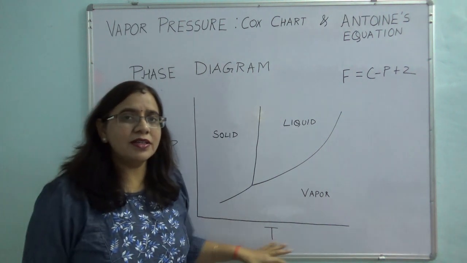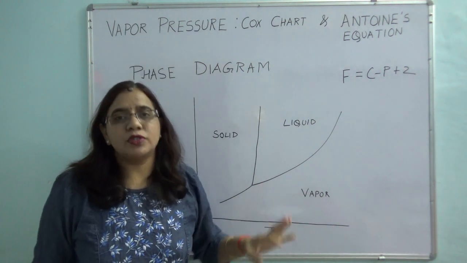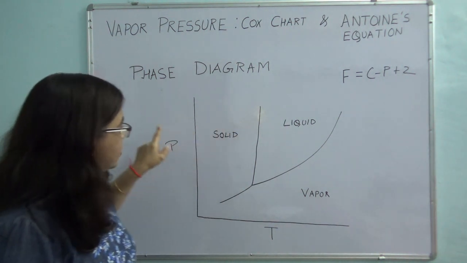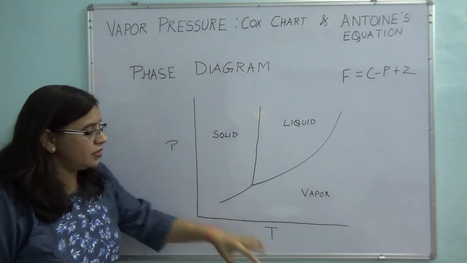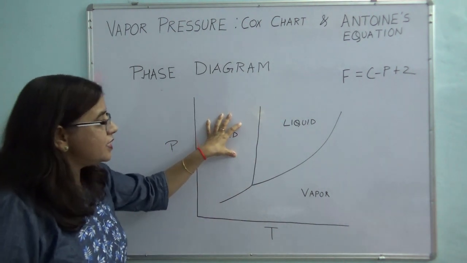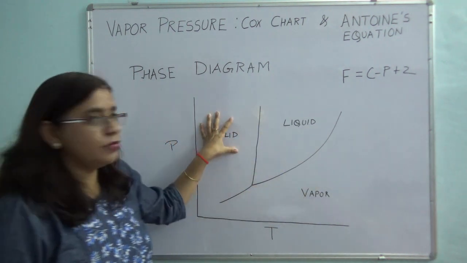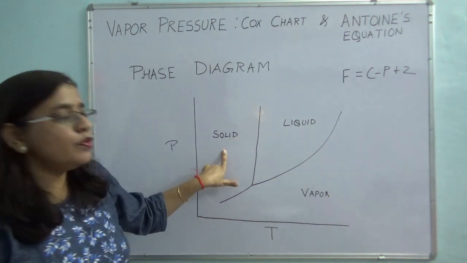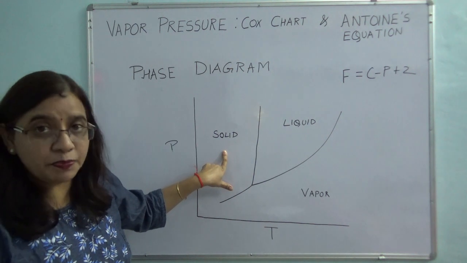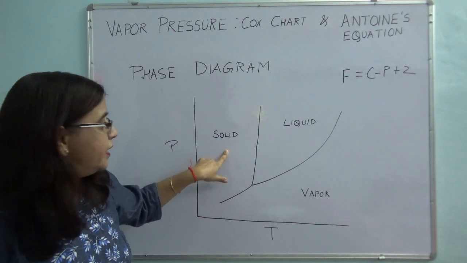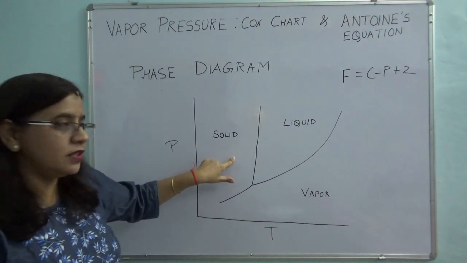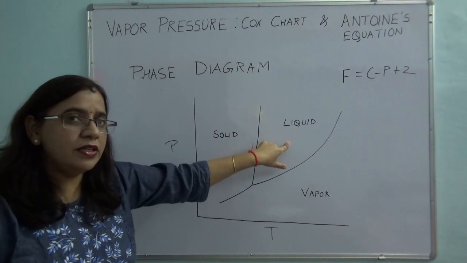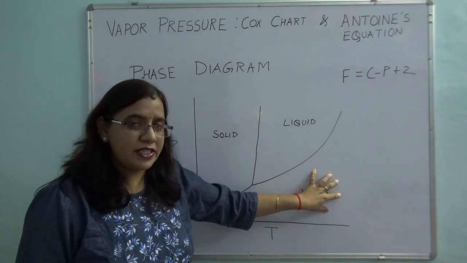Here I have drawn a representative phase diagram of any pure component. This is a PT plot, that is pressure against temperature. Now these regions correspond to your solid phase, liquid phase and vapor phase. So if you have any pure species which exists as solid, the corresponding point will lie on the PT plane somewhere in this region. Similarly, the liquid will lie somewhere here, and the vapor somewhere here.